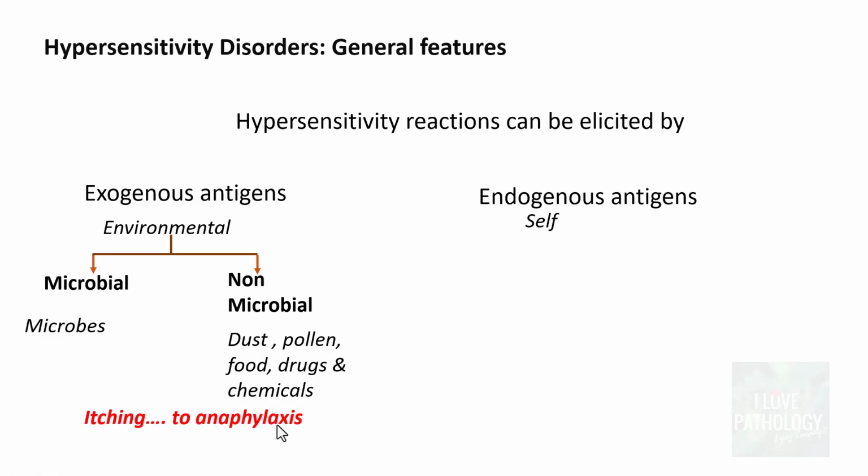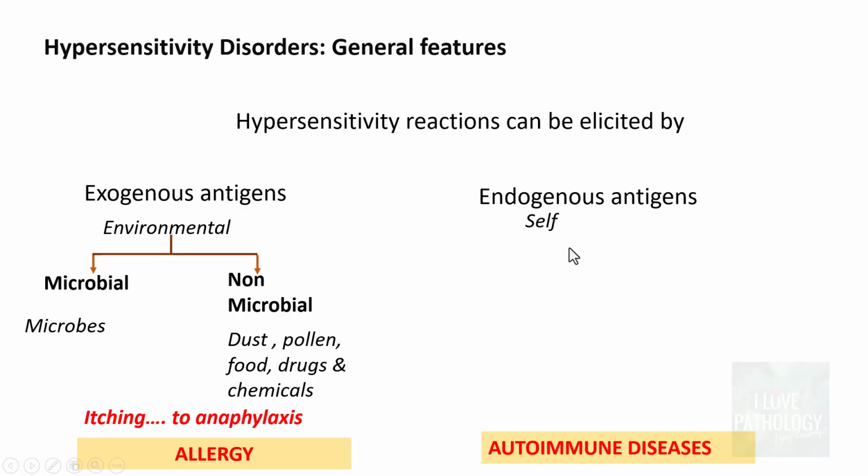The symptoms in this case can be as minimal as just itching, or as fatal as an anaphylactic reaction. The general terminology we use for hypersensitivity reaction due to exogenous antigen is allergy. Whereas the terminology we use for hypersensitivity reaction to self antigens is autoimmune diseases. We will talk about autoimmune diseases in more detail in subsequent sessions.